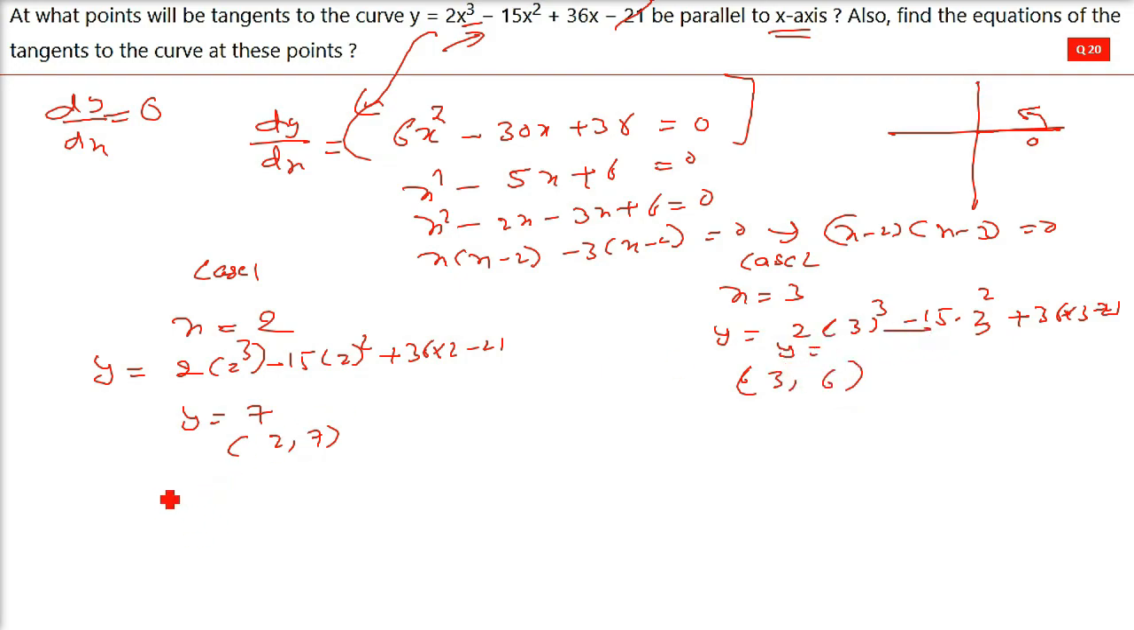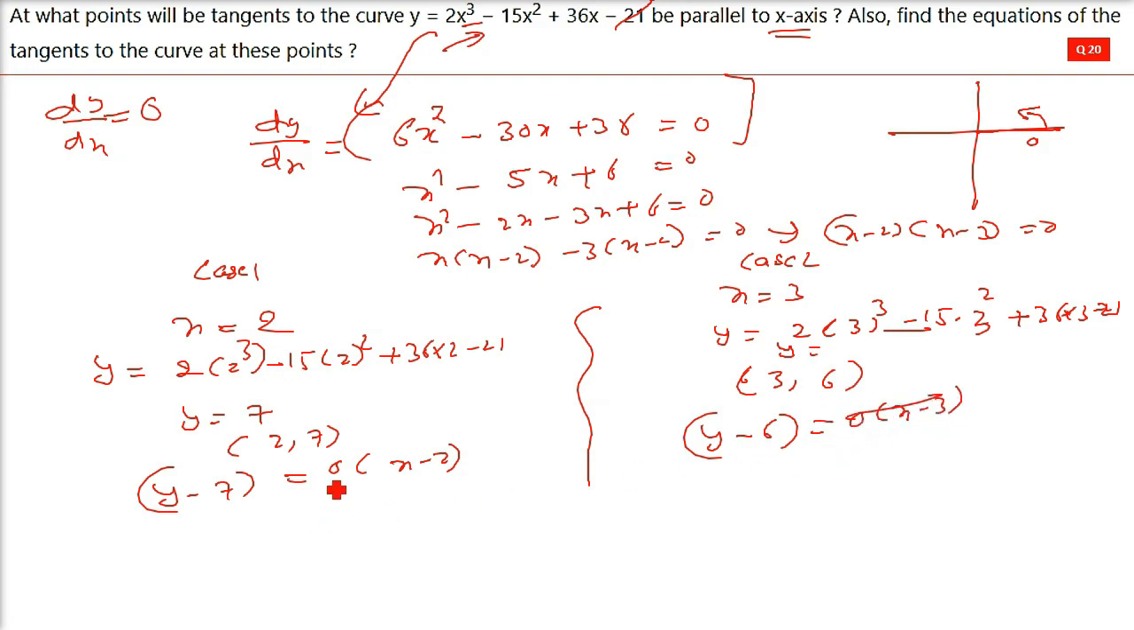So 3 and 6 at the point. Let us make the equation. y minus y1 equals m. m is what? 0. dy by dx is 0. Whatever you put on the right hand side doesn't matter for us, but we have to complete it. And here also y minus 6 equals m, which is 0, and x minus 3.